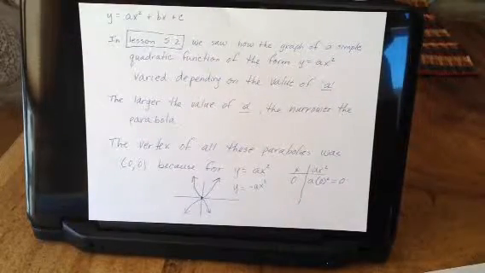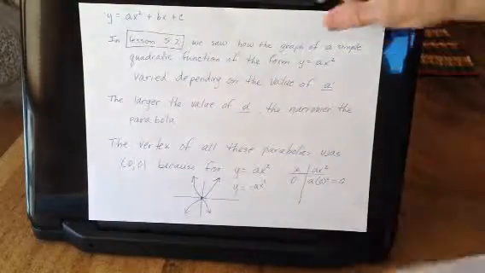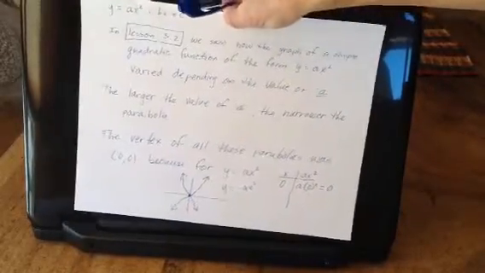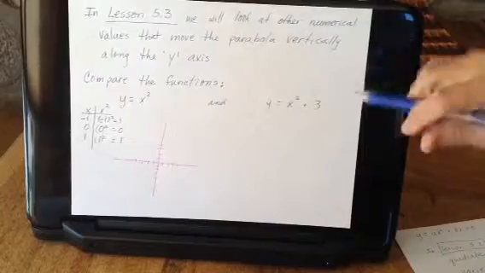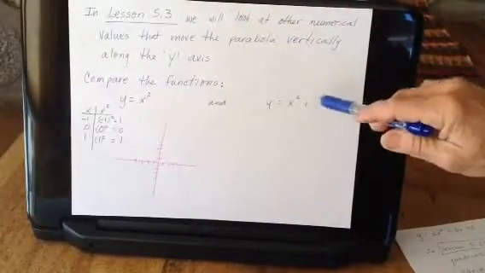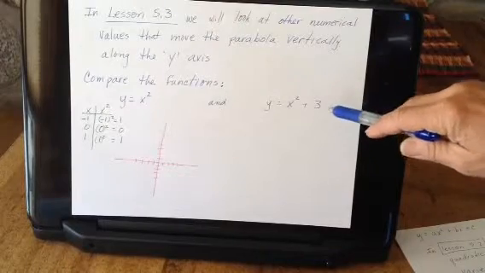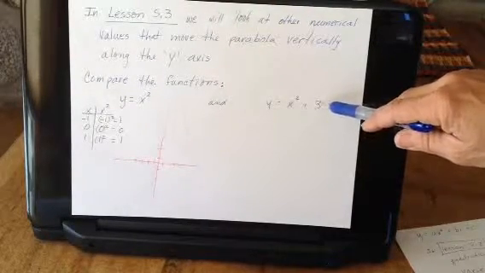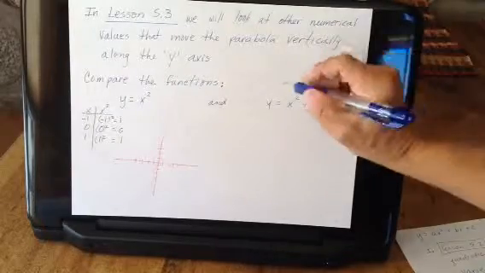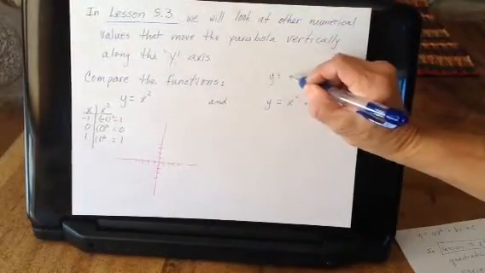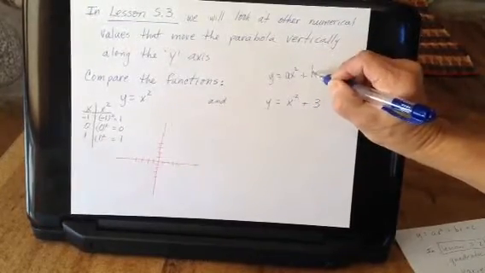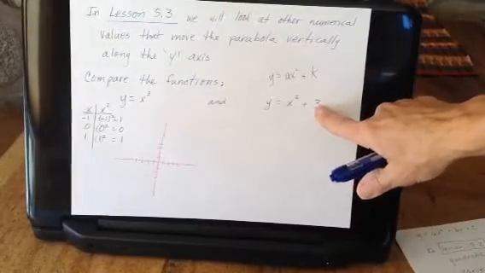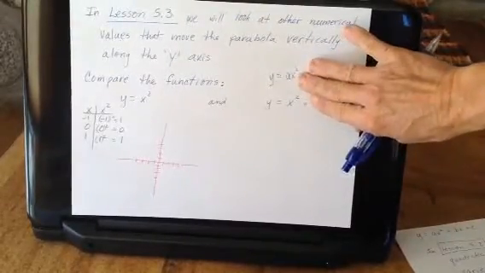So today, for lesson 5.3, we're going to see what happens when we have ax squared plus k. So we still don't have an x in the middle, but now we have a constant, so it's going to be y equals ax squared plus k. Now we want to see, what is this k going to do to our graph that we saw the other day was ax squared?